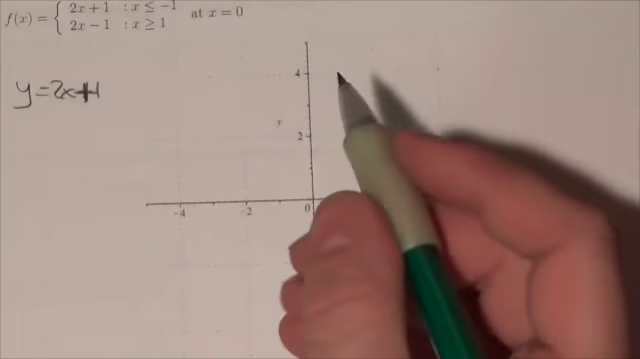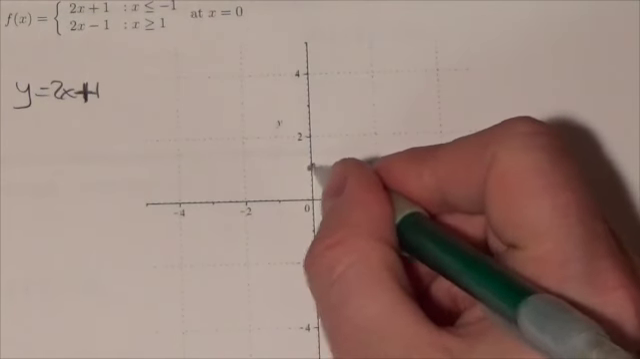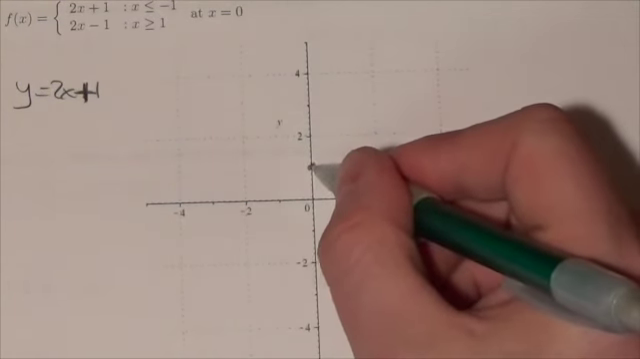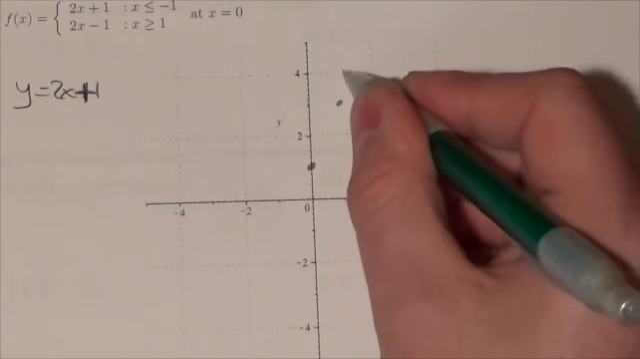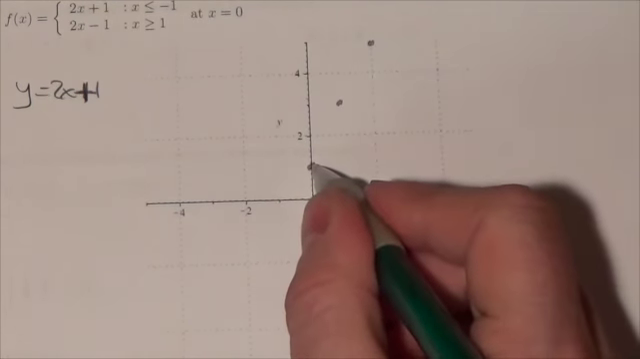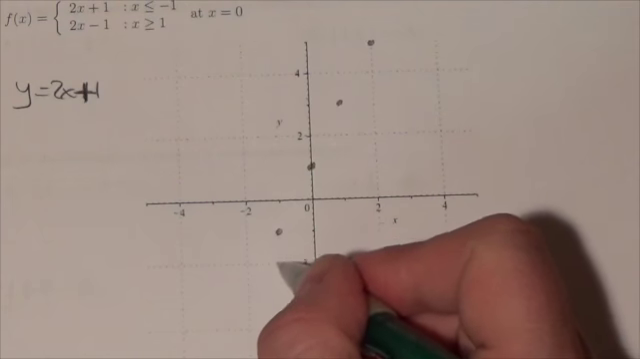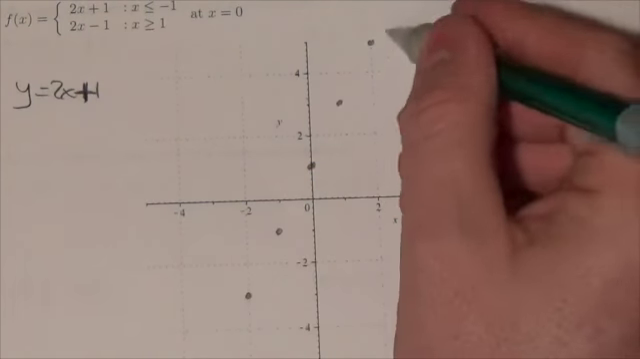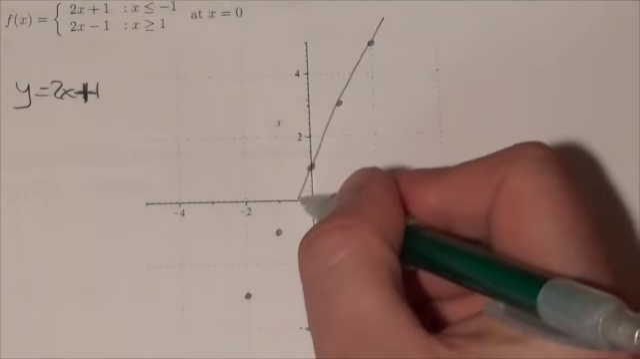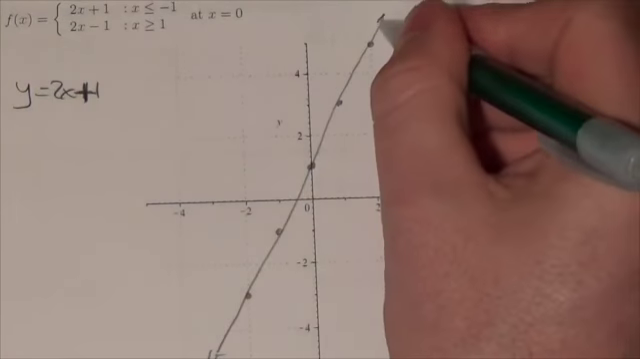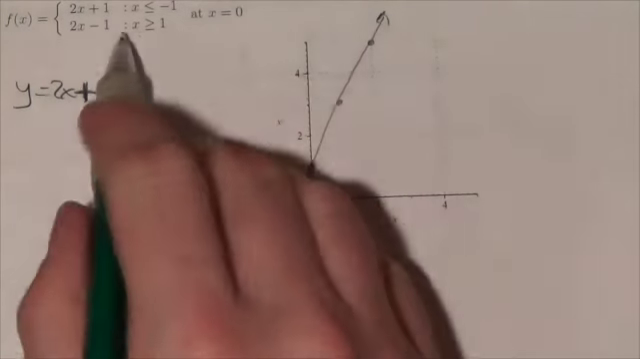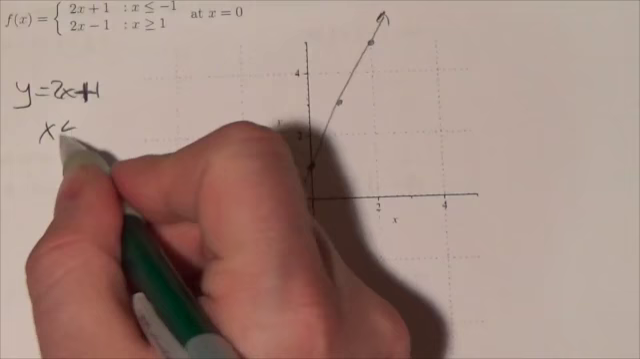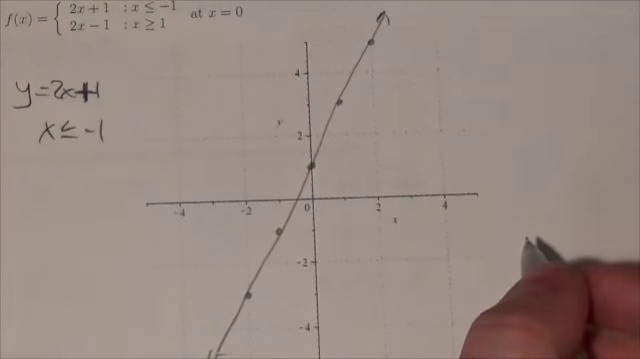I've got y equals 2x plus 1, so it's going to have a y coordinate of 1 and a slope of 2. So from 1, we go up 2 over 1, up 2 over 1, and then maybe down 2, back 1, down 2, back 1, just to give ourselves enough points here to plot. And so we plot those, a nice, perfectly straight line, except that this is only going to be valid when x is less than or equal to negative 1.